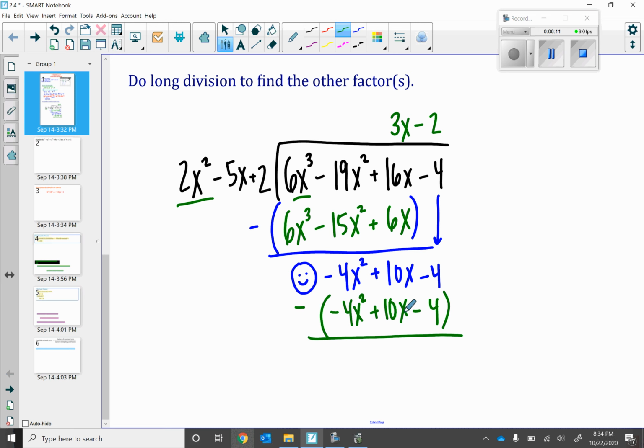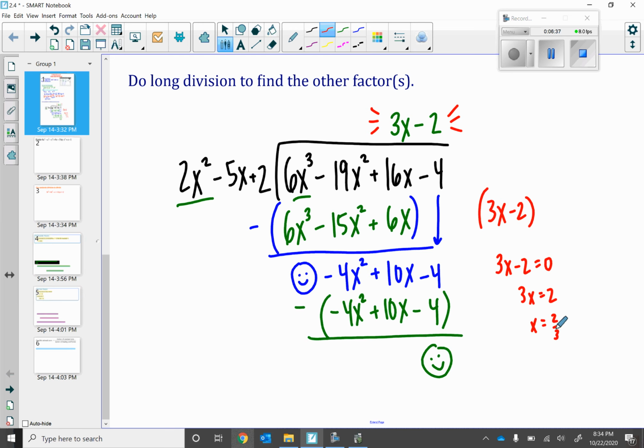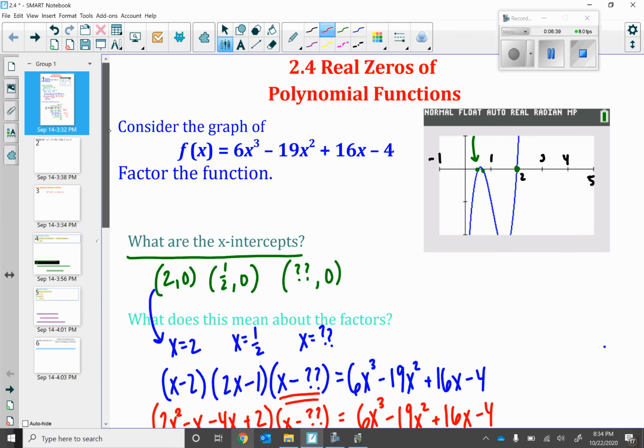10x minus 10x, those cancel. Negative 4 plus 4, these cancel, which is exactly what we want. And lo and behold, we have our last factor, 3x minus 2. Now, if I solve for the 0, I get 3x minus 2 is equal to 0, 3x is equal to 2, x is equal to 2/3, which, if we look back at our picture, makes sense.